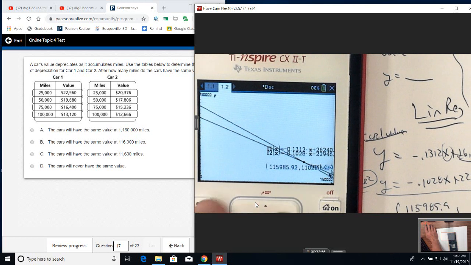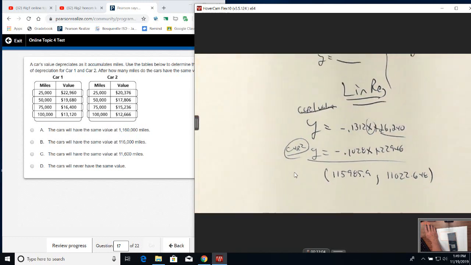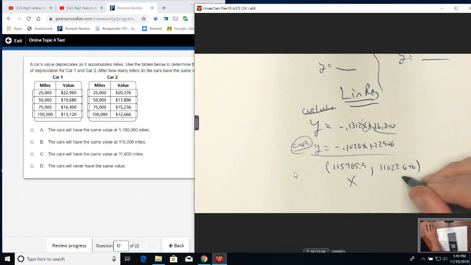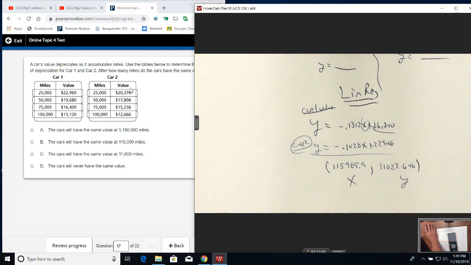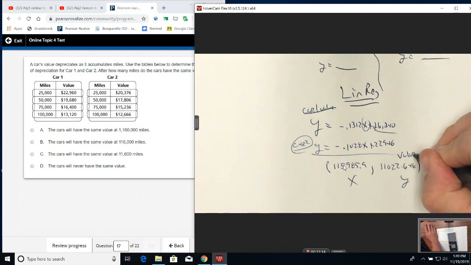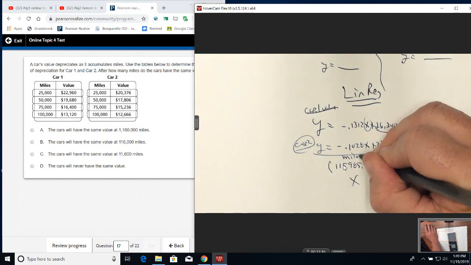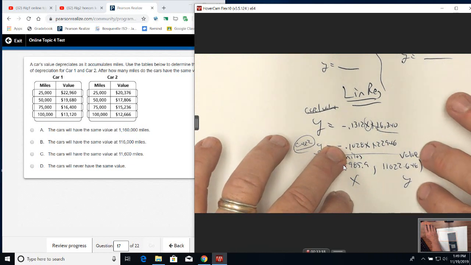11598.59 roughly. And then my y is 11022.648 roughly. What does that intersection mean? Well, what is x talking about in the problem? What was y talking about in the problem? X was talking about that many miles, and this is talking about the value after this many miles. Remember, x is the miles, y is the value of the car.